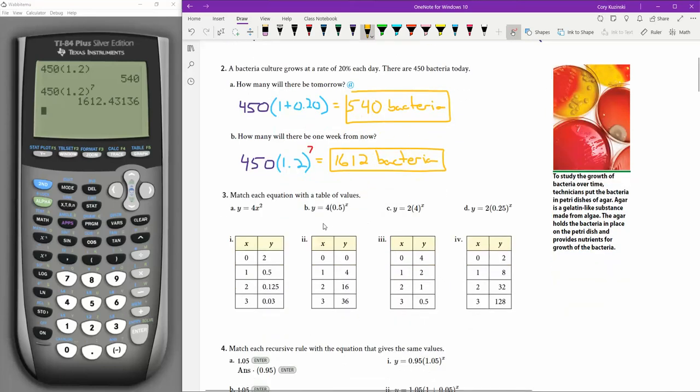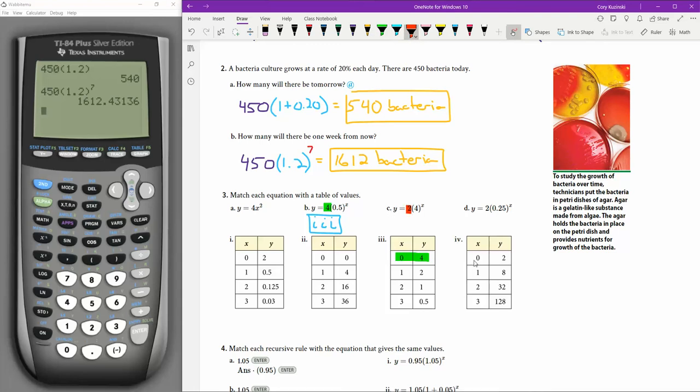Matching equations with the table of values. A couple things we need to look at. How about we jump to the ones that are actual exponential, which are these right here, which have the x as the exponent. I think this is our starting value, and that's right there. So that makes this table 3. B is 3. Maybe I should have written that in green. Either way, I'll do so from now on.